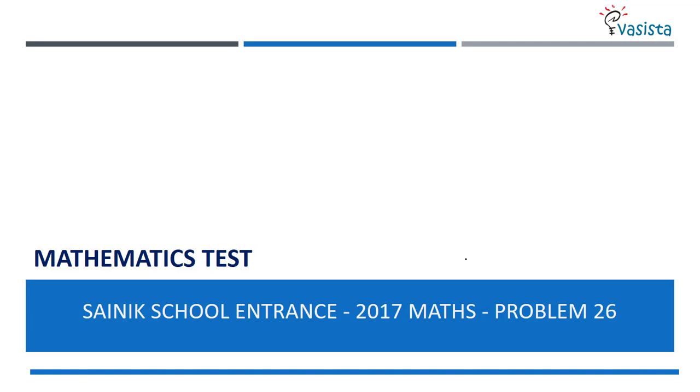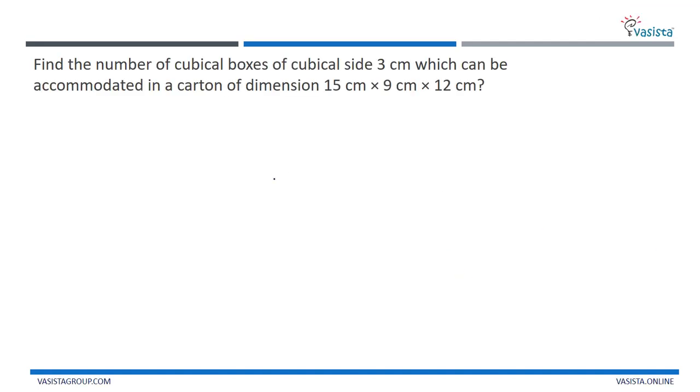Let us go and solve problem number 26 here. Find the number of cubical boxes of side 3 centimeter which can be accommodated in a carton of dimension 15 centimeter, 9 centimeter and 12 centimeter. So we need to find the number of cubical boxes.